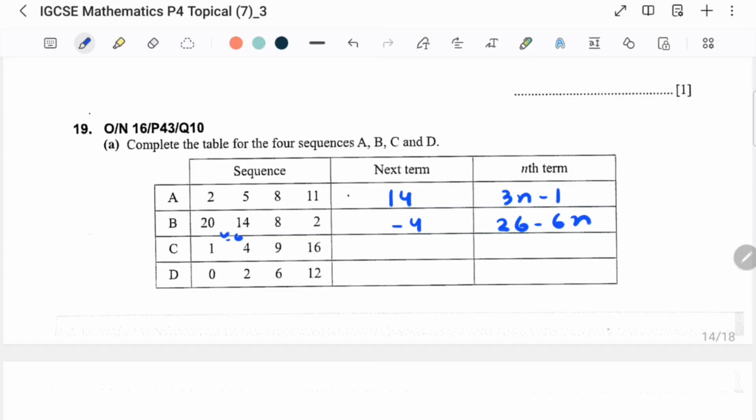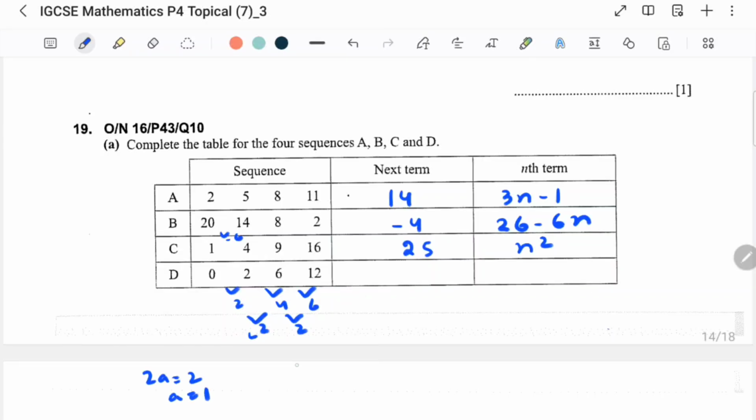1, 4, 9, 16 is 1 square, 2 square, 3 square, 4 square. And then you write down 5 square, and that is n square. 0, 2, 4, 6, and then 12. Alright, so it's a quadratic sequence. Whenever you do it, you will get 2, 4, 6, and a difference of 2. 2a is equal to 2. This one, the second difference. So 2a is equal to 2, a is equal to 1.